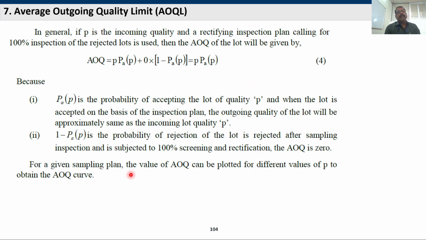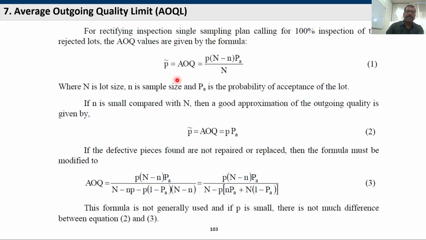But mostly in industry, they will be going for a rectification inspection plan. If you are considering the rectification inspection plan, in the sense that the products rejected from the lot, from the sample, need to be replaced, then you can find this relationship again: p into capital PA in bracket p. So this is the relationship for AOQ if you do a rectification inspection plan. If you are not doing rectification, then with a small sample size, you will be having this relationship.